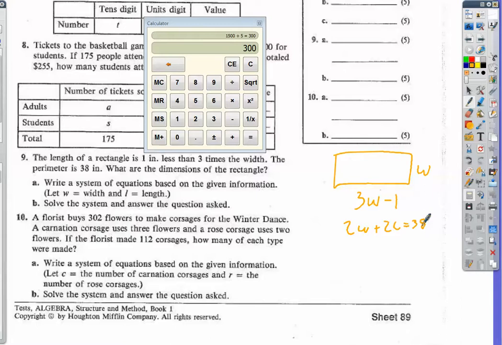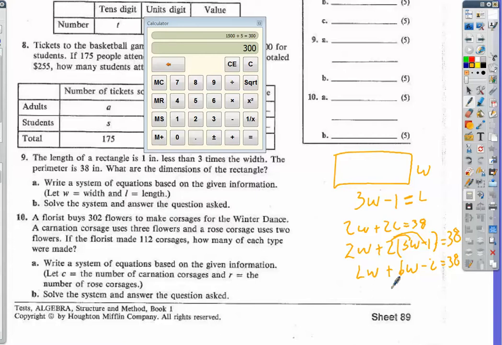Well, I know that W is W, and I know L is 3W minus 1, and so this equals L, so that's my second equation. So I have 2W plus 2, now instead of L I can write 3W minus 1, is equal to 38. So we have 2W plus 6W minus 2 is equal to 38.